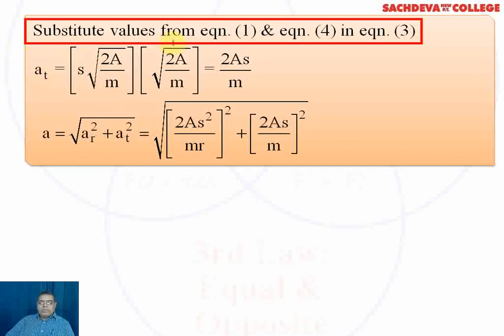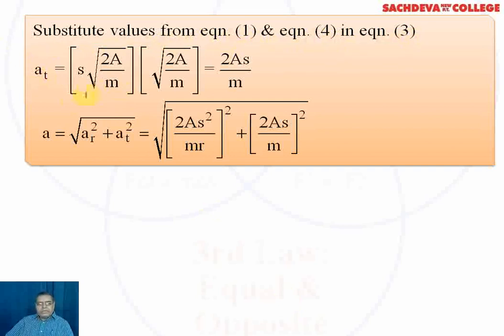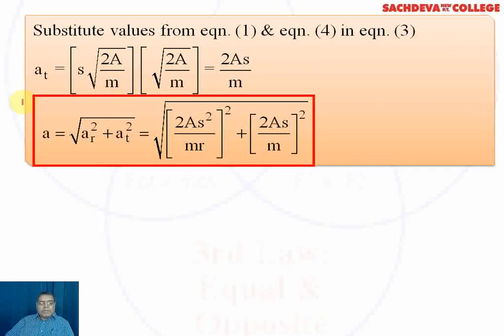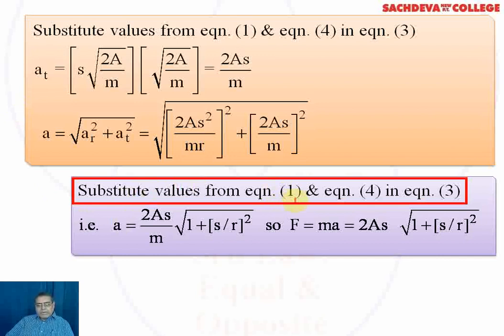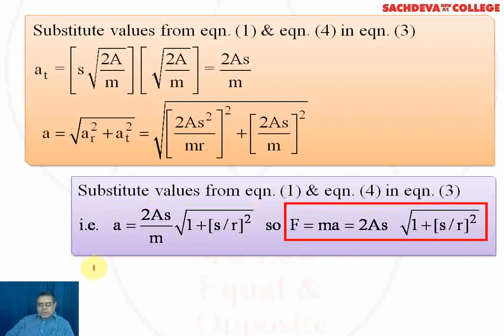Now substituting the values from equation 1 and equation 4 in equation 3, by substitution and elimination, A is calculated to be the square root of AR square plus AT square. For AR and AT, we compute the values calculated earlier and reach the conclusion. Substituting the values from equation 1 and equation 4 in equation 3, the net result is F equal to MA, that is 2as under the root of 1 plus s over R whole square. This we have proved earlier.